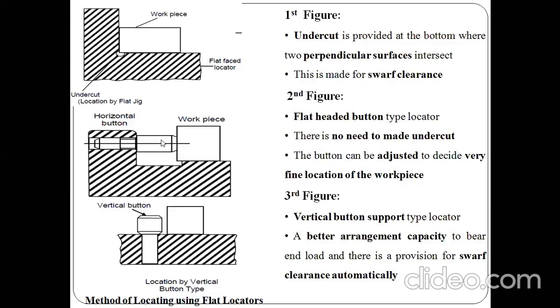So to adjust the length of your workpiece, we are using the second type of figure. It is also related to the flat head or flat type of locator. Its name is the flat head button type of locator. It is called a button because we are using this horizontal button represented over here, which adjusts the length of your workpiece. According to the length, you can clamp your workpiece and locate it over the fixture.